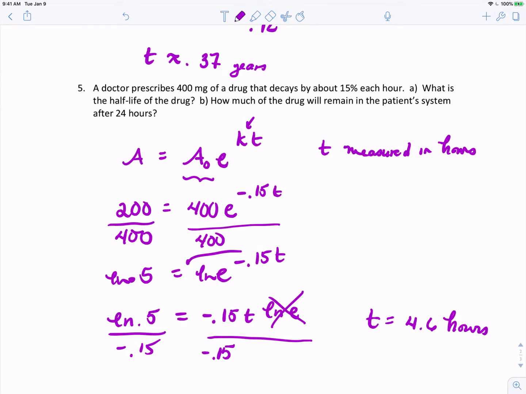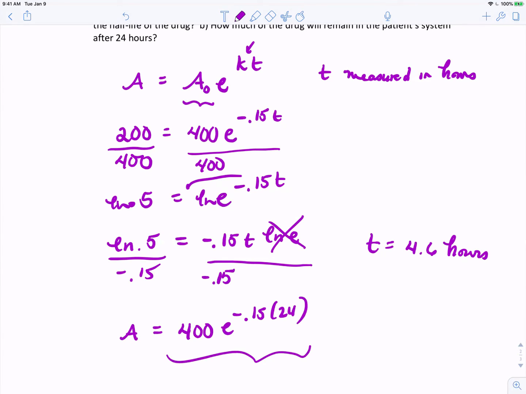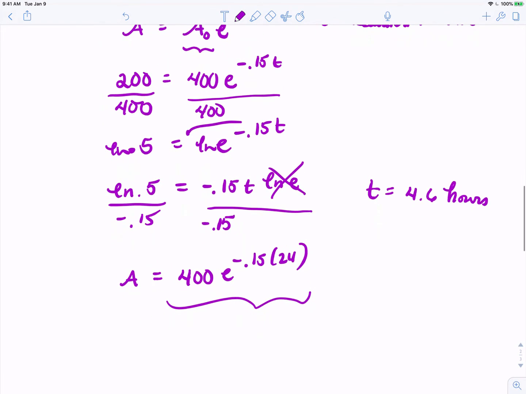How much of the drug will remain in the patient's system after 24 hours? So our final amount is equal to our initial amount, which is 400, e to the k is negative 0.15, and t is 24. So to do this problem, all we have to do is enter this into our calculator. All right, so we have 400 times e to the negative 0.15 times 24. And that gives us a value of about 10.9.